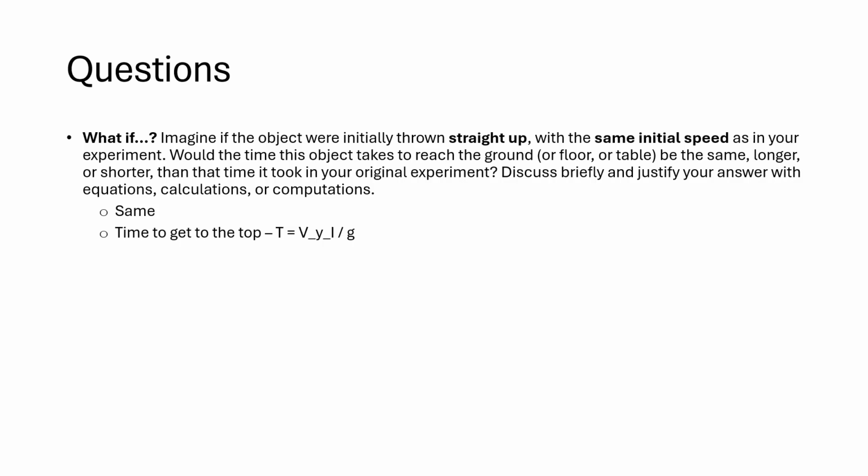The equation being t is equal to the initial velocity in the y direction divided by g. As the initial speed and forces would not change in both scenarios, nothing in this equation would change. Thus, the time it would take for both objects to reach the top of their trajectory would be the same. And as the time it would take to get to the top is the same as the time it would take to reach the bottom, the total time in both scenarios would be the same.